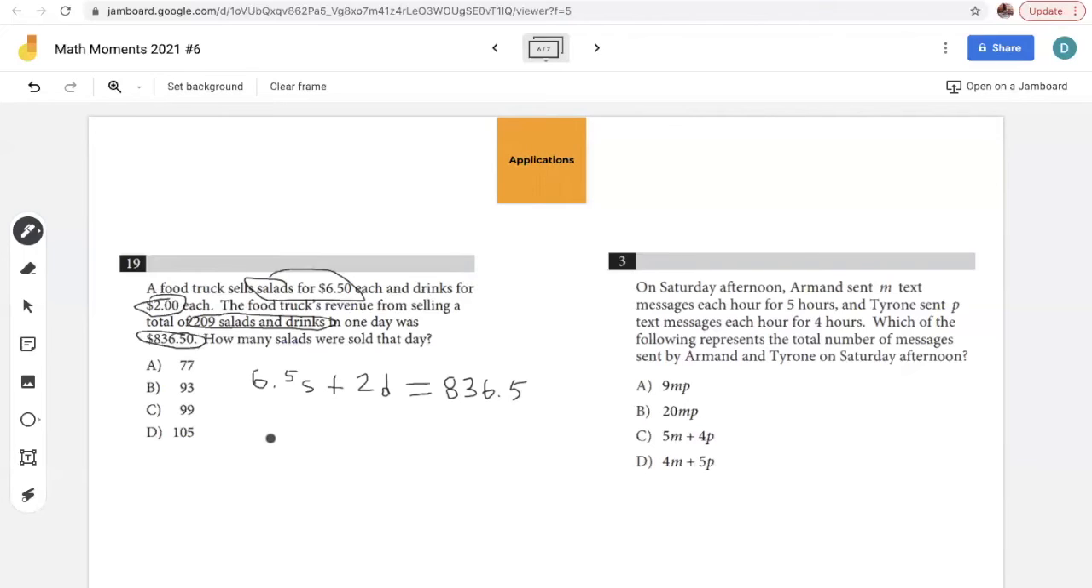So now we're going to write another equation. This time we're going to figure out how many salads and drinks were sold. So we're going to take the number of salads plus the number of drinks. And notice we already have an answer for this. That's 209. That's what they give us. So now that we have the setup, we will solve them. Now, I've already done a video last summer on solving systems of linear equations, so I'm not going to go into the work for this.